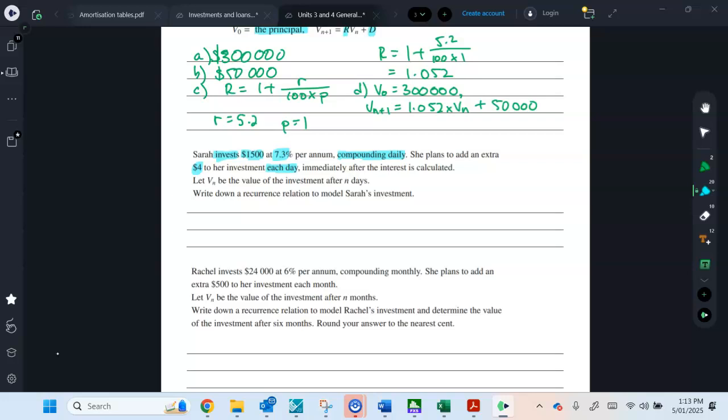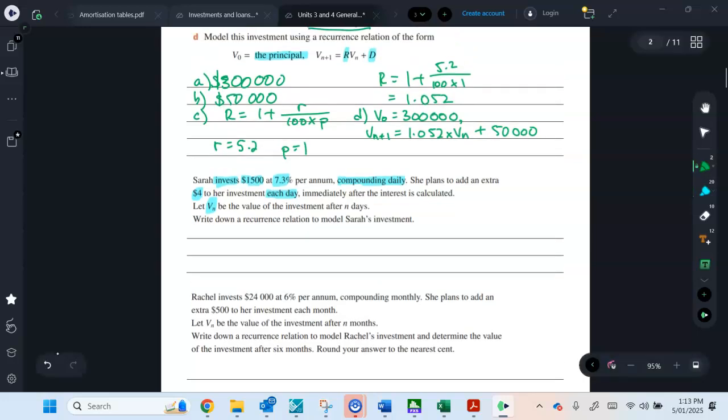Let VN be the value of the investment after N days. So it's probably a good idea to highlight that too, so you're consistent with what letter you're using. And we're going to write down the recurrence relation. It's written up here in the previous question, so I'm just going to refer to that. So she's invested 1,500, and remember that stays the same. The only thing that changes is our R and our D.